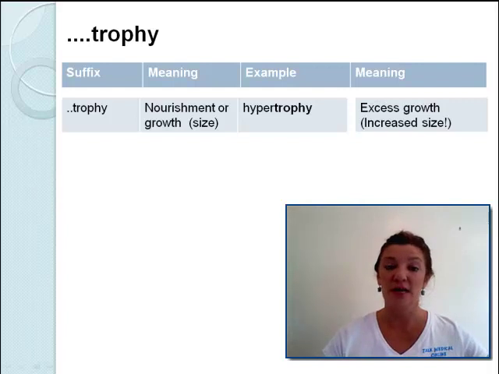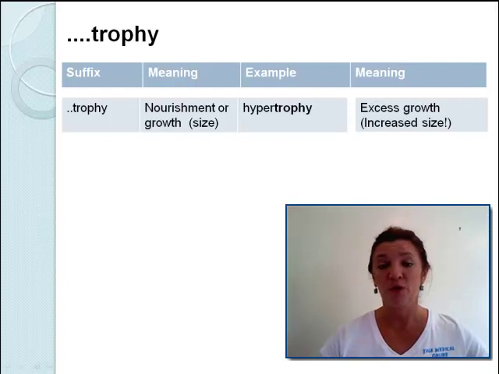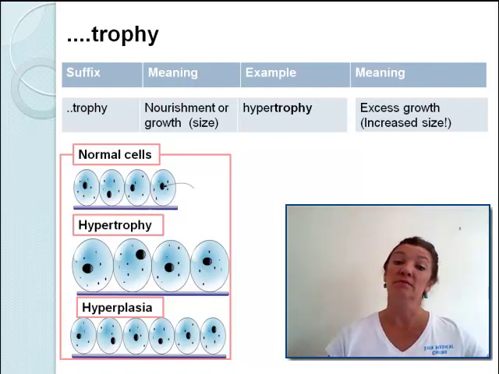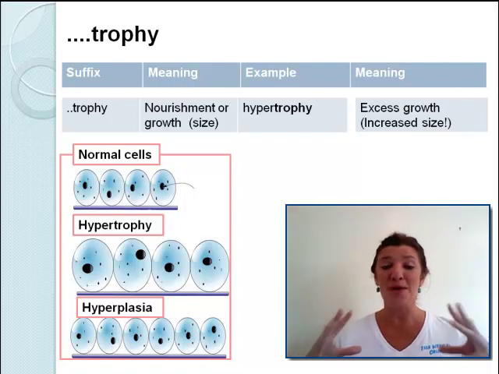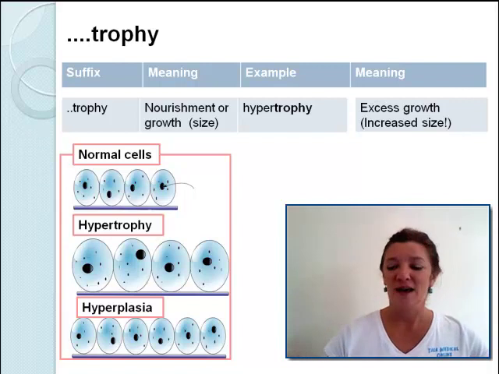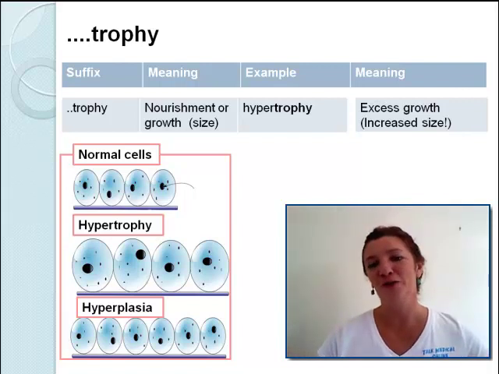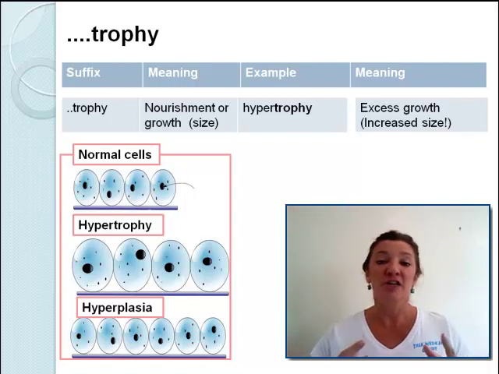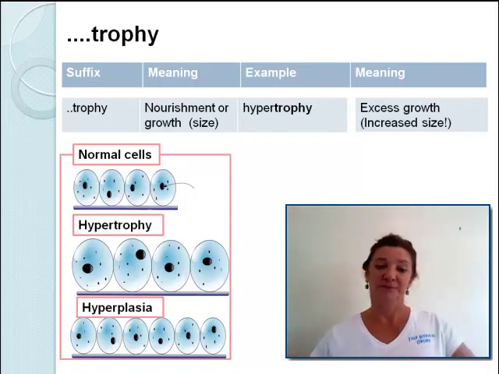The suffix trophy, as we just mentioned, means nourishment or growth, but we want to think about it in terms of size. If you look at a normal cell compared to cells showing hypertrophy, in the diagram you can see that the cells showing hypertrophy are bigger. They're bigger in size. I think a good way to remember the term trophy is pigs eat out of a trough, so they're nourishing, so they're going to get bigger.